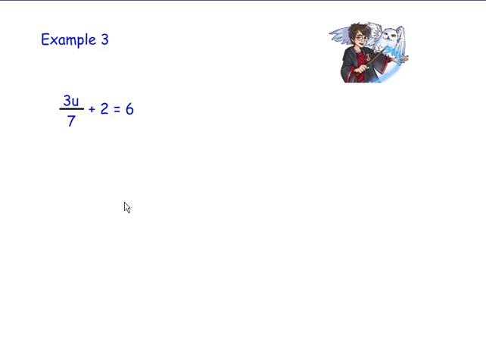Lastly, a little bit trickier, example 3. Now we're using the same rule about the denominator, so we have to multiply both sides by that denominator, but don't be tricked. There's another rule in here. You can see how this plus 2 here is standing out, and it's actually not part of our fraction here. Don't forget that when dealing with equations, as we move from one side of the equation to the other, we actually have to work backwards.